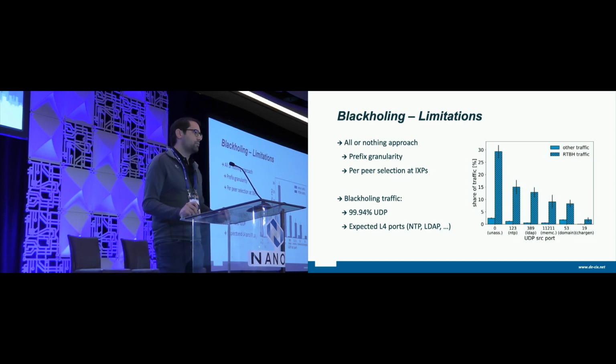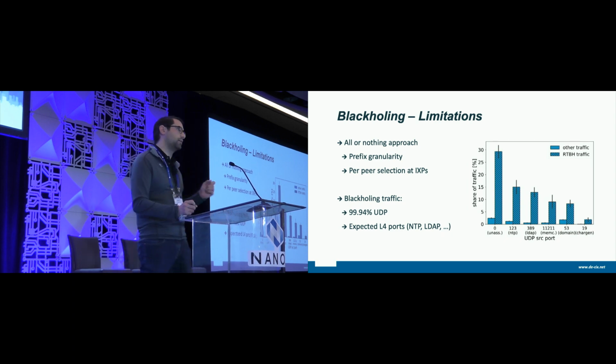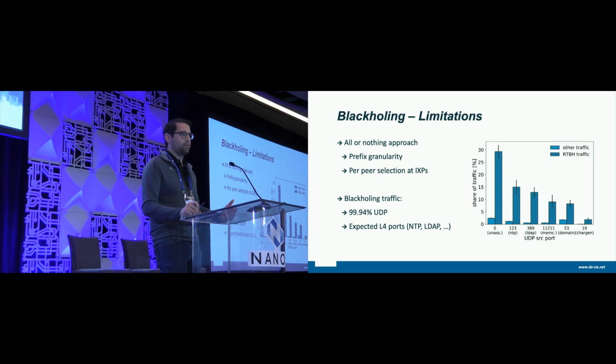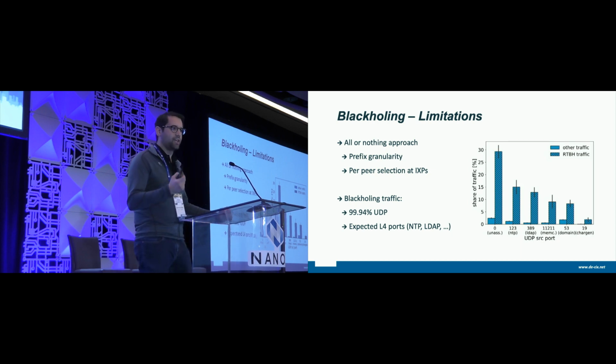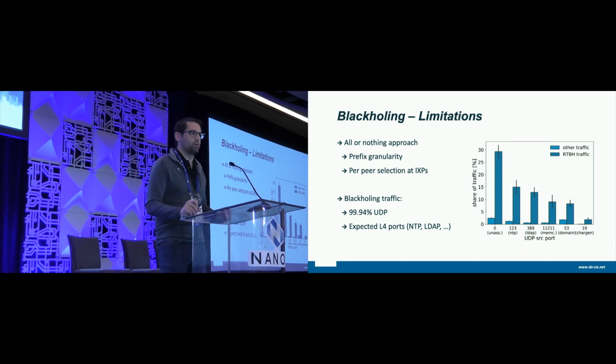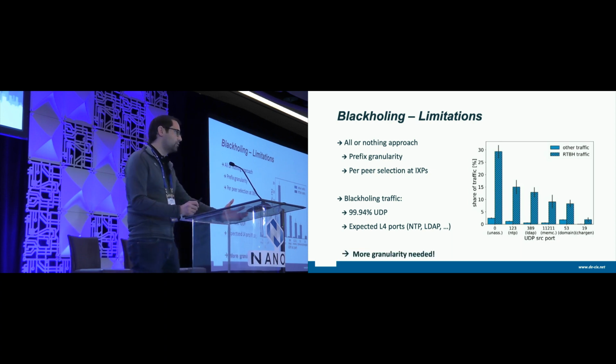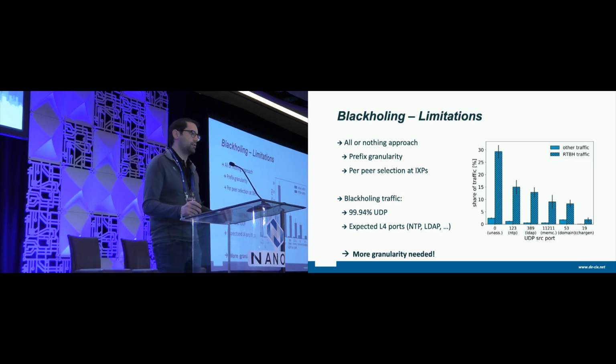So for this, we did a measurement analysis on the blackholed traffic at the IXP over a week and just looked at what traffic actually gets blackholed at an IXP. And we compared it with the regular traffic we observe. And we see that those are the most common amplification attack protocols, right? So it's NTP, it's LDAP, it's memcached, it's all this stuff. And we see that compared to the benign traffic, it's a very significant share. So actually, the conclusion here is we just need more granularity.